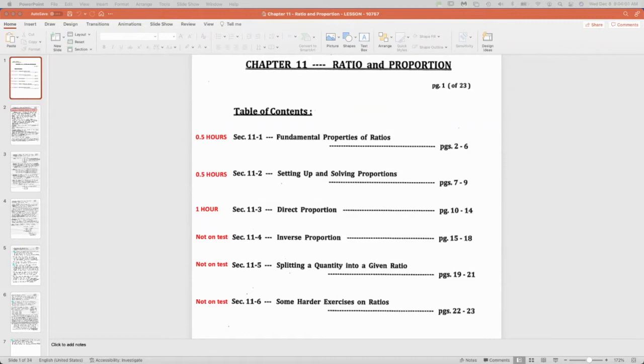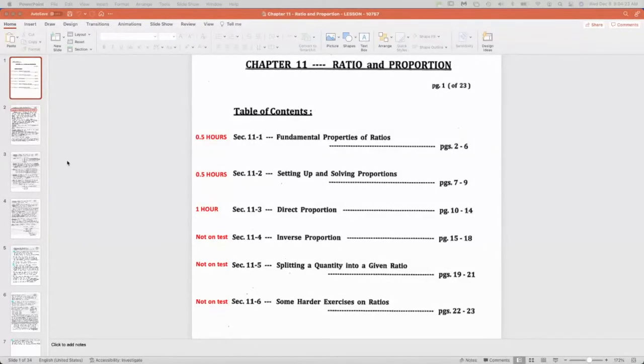The goal for today's lesson is to set up problems involving ratios, and we're going to cover also applications involving direct proportion. And that's basically it. So I'm not sure how long the lesson will take, but those are the topics that we'll be looking at today.